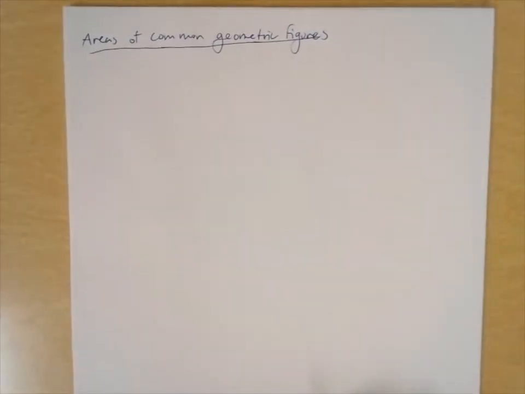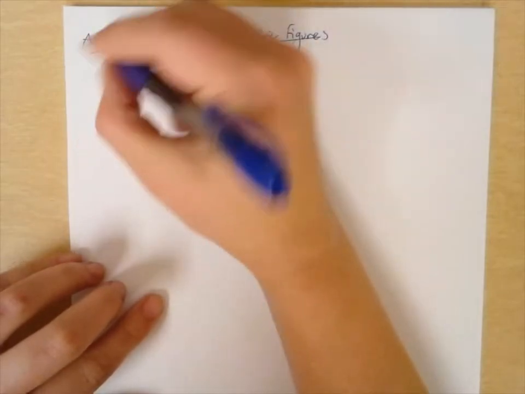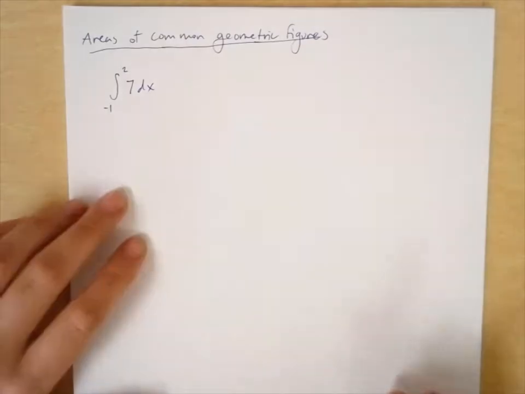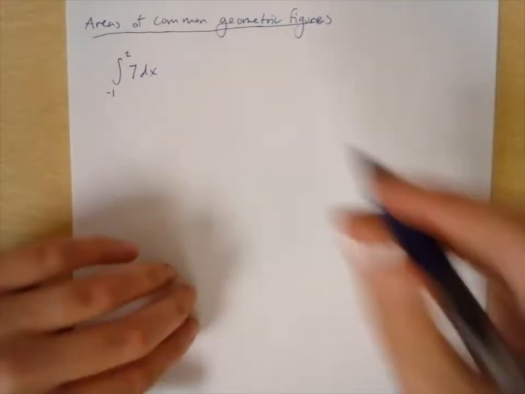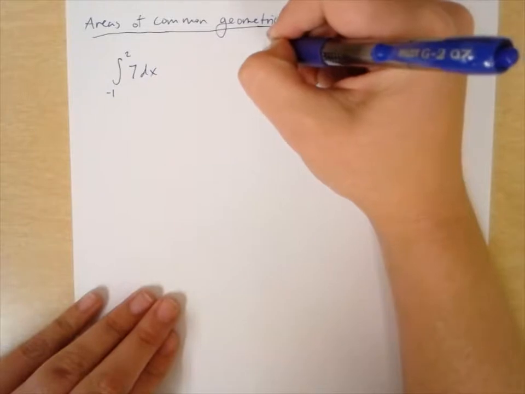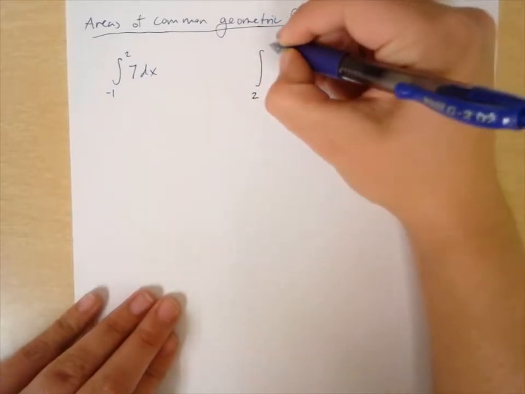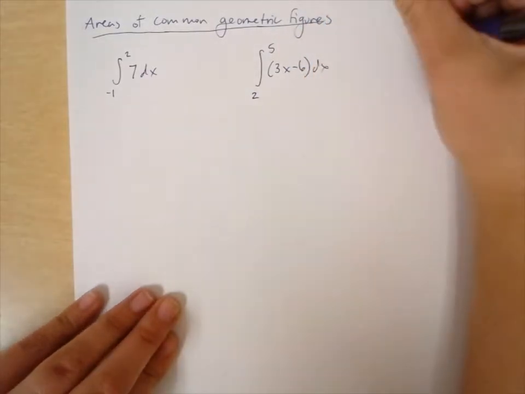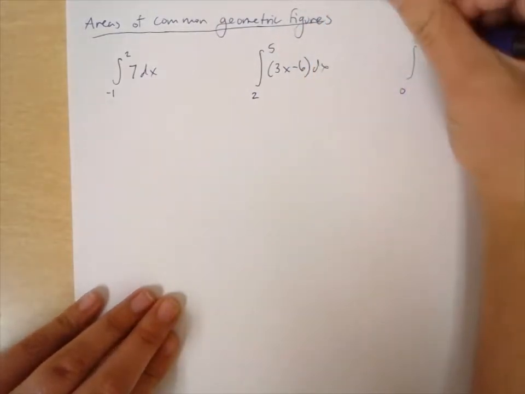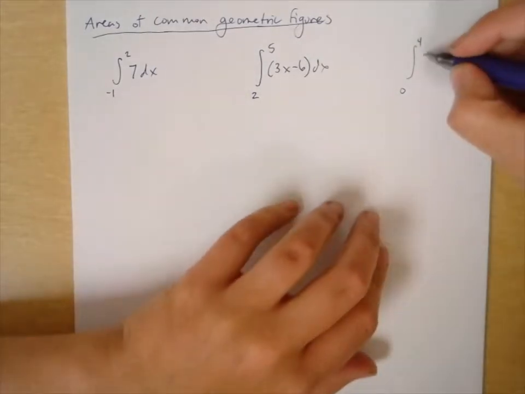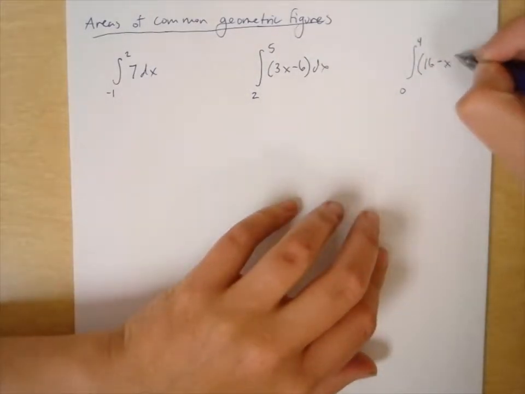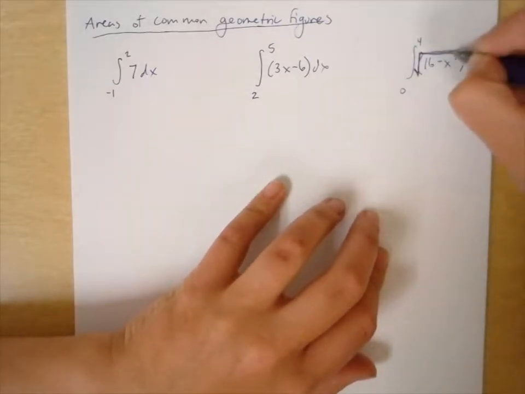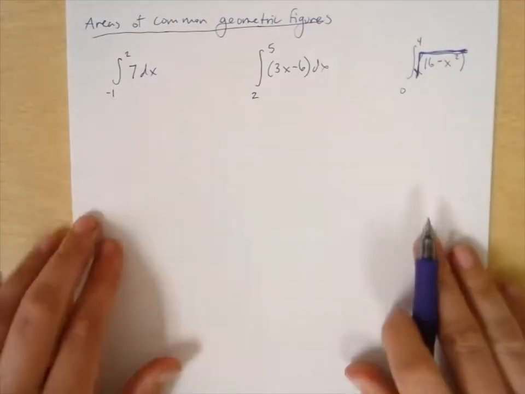And we are going to start with the integral from negative 1 to 2 of 7 dx. And then we are going to take the integral from 2 to 5 of 3x minus 6 dx. And we're also going to take the integral from 0 to 4 of the radical 16 minus x squared. Oops, that's a radical there.